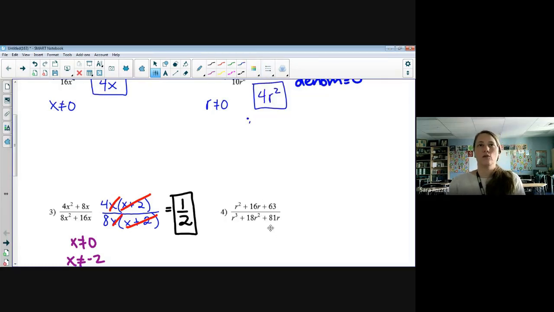All right, let's try one that has a quadratic in it, just as a reminder for this. There's not a term that's in all three of these. So we have to see what multiplies to 63 and adds to 16. Anybody think they got that? 9 and 7. Yep. So this is going to be, I'm going to do it on the top because I need some space for this, R plus 9 and R plus 7.